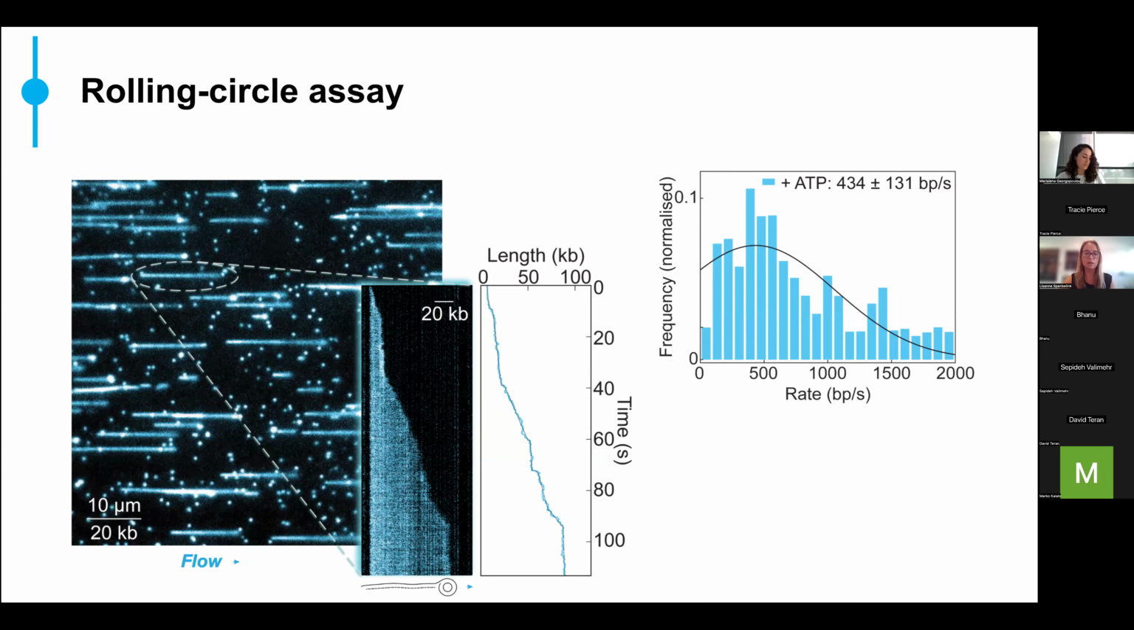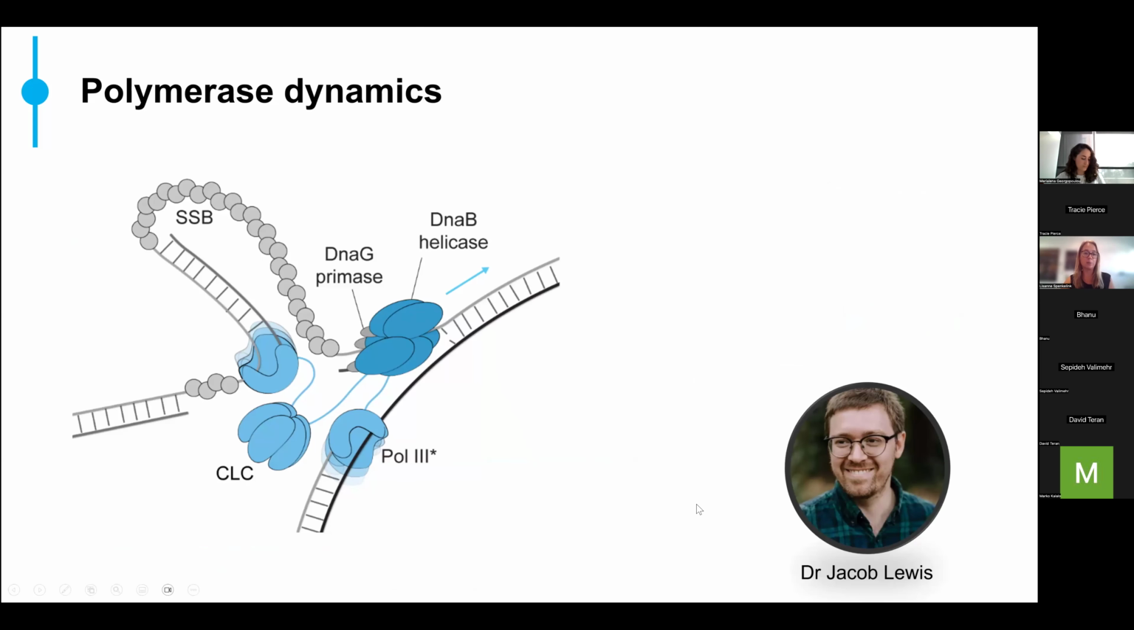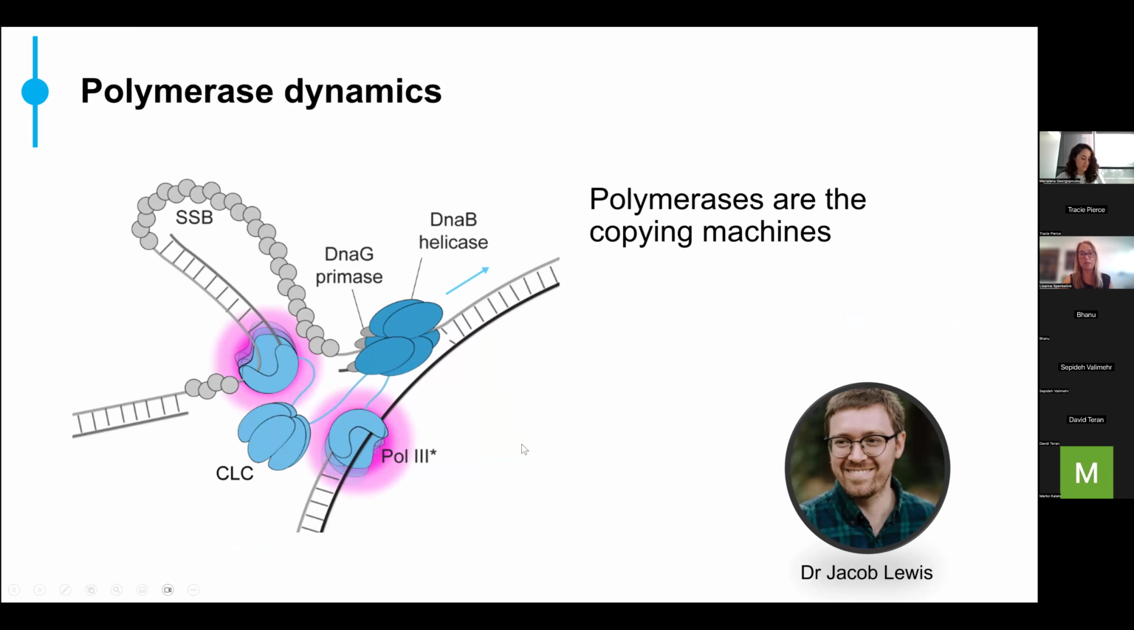All right, so now that we have this assay, we wanted to use this to not only look at the DNA, but also look at the individual proteins that make up the replisome and see how they behave. So we chose the polymerase. The polymerase is the actual copying machine of the replisome. This was work done with Jacob Lewis. So we wanted to see how these polymerases behave. So we put a fluorescent label on them so that we can see them in our TIRF microscopes.